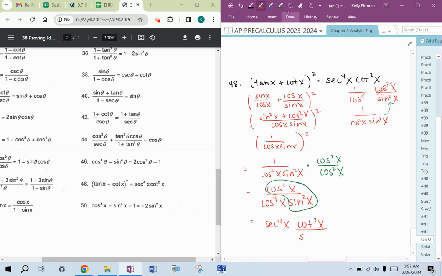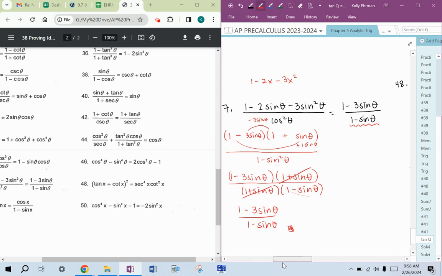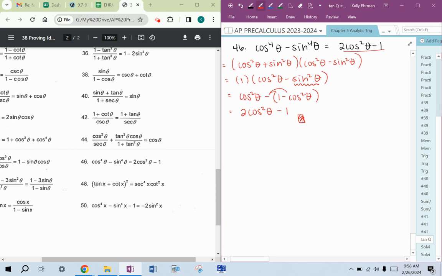It would be hard to start on the right side and go backwards because you'd have to kind of know to replace the 1 with the sine squared plus cosine squared. So definitely starting on the left was the way to go for this one. Okay, 49.